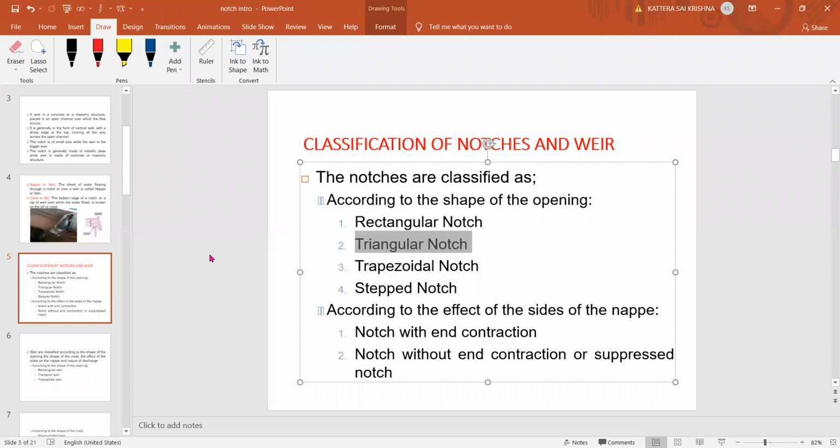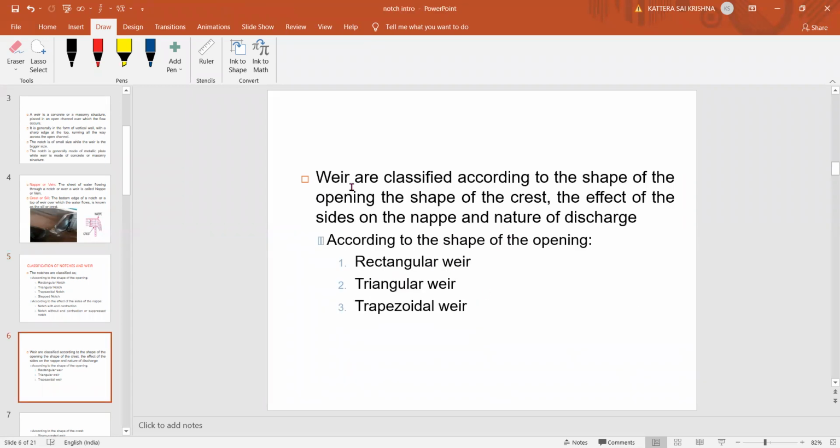So we are going to do the experiment on this triangular notch only today. This is about your notch classification, and notches are also classified according to the shape of the opening. The main difference between a weir and a notch is that a weir is of bigger size. It is used in big openings in channels, and it is constructed using concrete material.